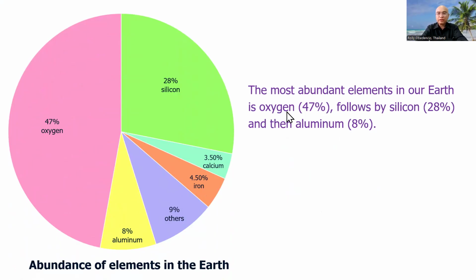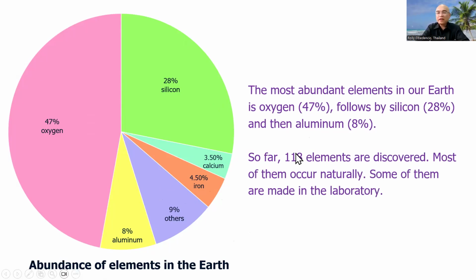And so here, the most abundant elements on our earth are oxygen, which is 47%, followed by silicon, which is 28%, and then aluminum, which is 8%. Now you can see other elements in here, like iron, calcium, and others. So far, 118 elements have been discovered. Most of them occur naturally. Some of them are made in the laboratory.